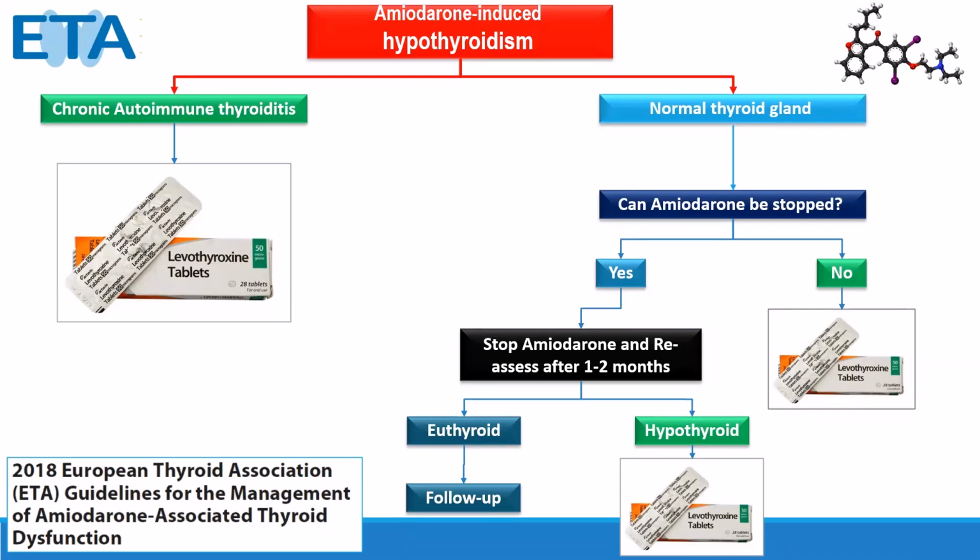If we cannot stop amiodarone in this situation, we should treat with levothyroxine, especially if overt hypothyroidism. If TSH is more than 20, we should treat with levothyroxine. If subclinical hypothyroidism, we can wait and see according to the individual condition. If the patient is cardiac or symptomatic, we should give a trial of treatment. If not, we can wait and see.